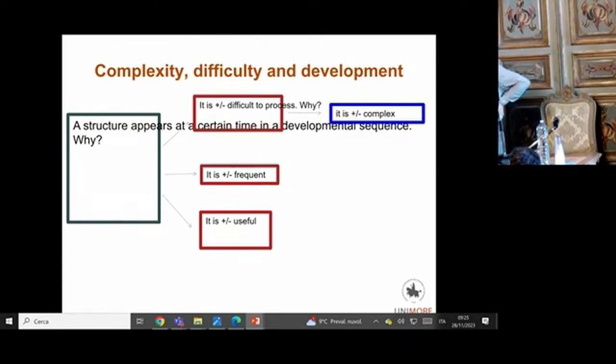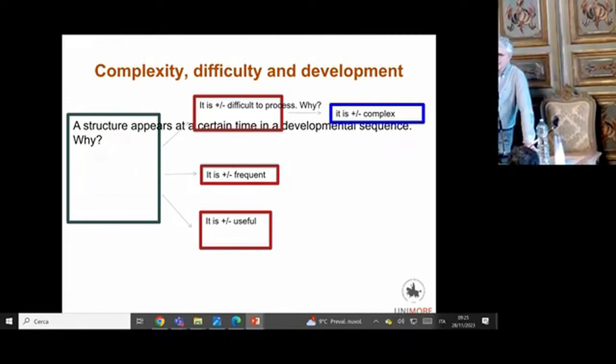Something happened with the formatting here, but this sentence should be in the blue box. A structure appears at a certain time in a developmental sequence. Okay, so this is the fact to explain. This is the observable fact. We notice that with some regularity, with some systematicity, some structures, let's say third person singular S, tend to appear late in interlanguage development, English as a second language. Okay, this is the observable fact.